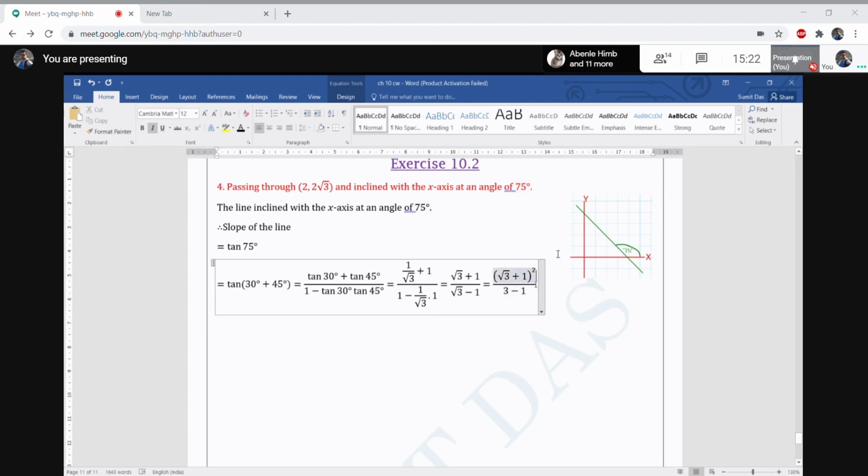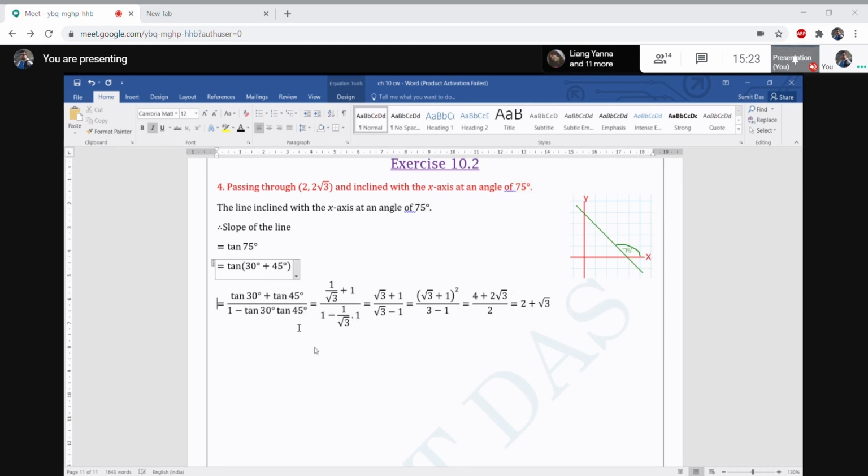So ultimately if you simplify this one, the numerator will give you 4 plus 2 square root of 3 and denominator 2. If you simplify more, you will get 2 plus square root of 3. Okay, that's our whole thing. So tan 75 degree value is 2 plus root 3.